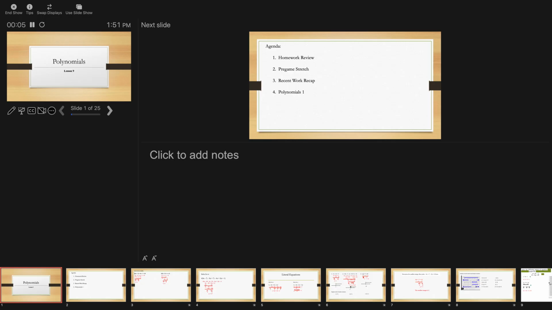Okay, today's lesson will be all about polynomials. We're up to lesson 9. There's a total of, I think, 31 different lessons, but some of them are test days, so we're rocking along here. We're getting into the meat of the course.